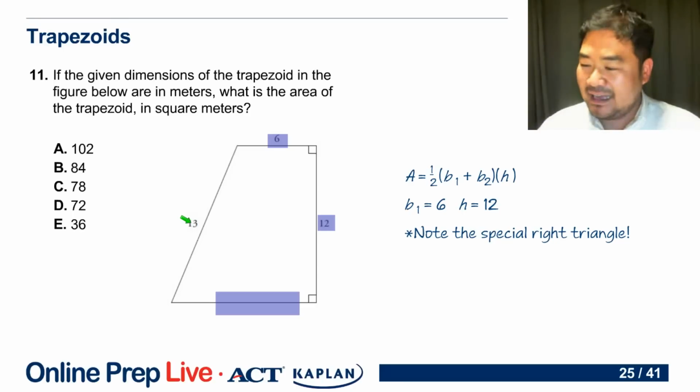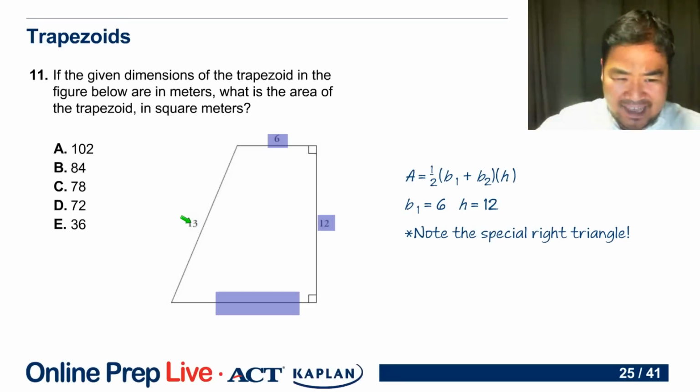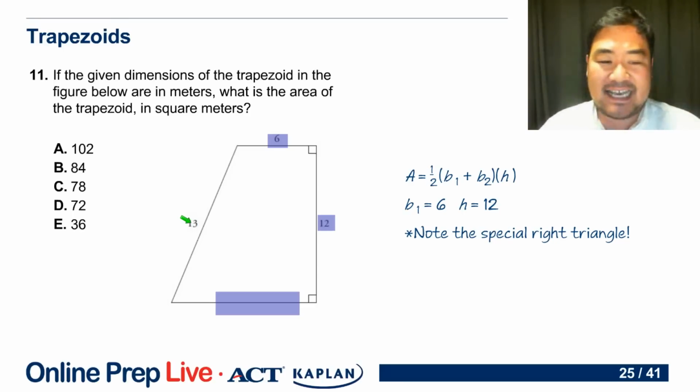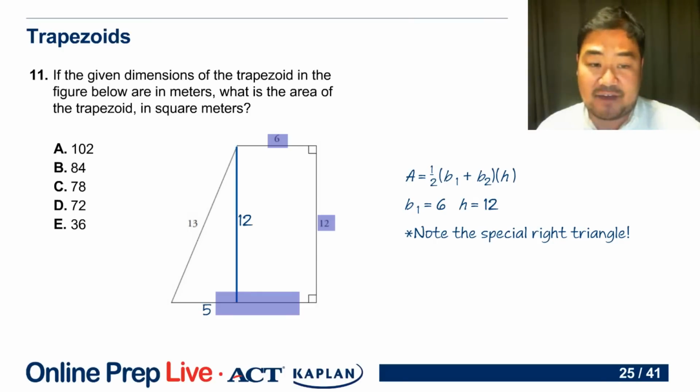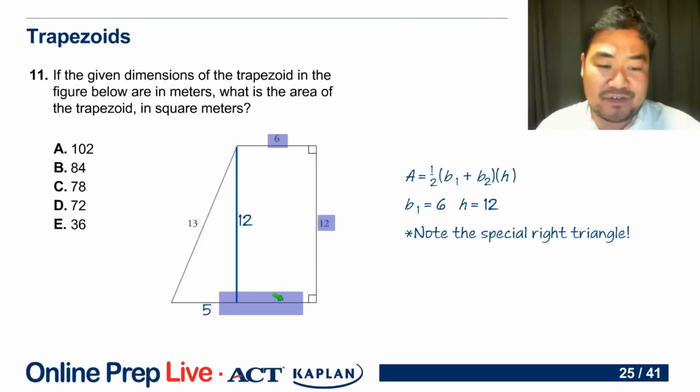Wait a minute, isn't there that 5, 12, 13 thing? Yes, there is. If we draw in the height over here, this is going to give us a hypotenuse of 13. One side is 12. And then what is the other side of that triangle going to be? That's going to be 5. So we know that little section over here is going to be 5. And we know what this distance over here is going to be because it's going to match what's on top, the 6.